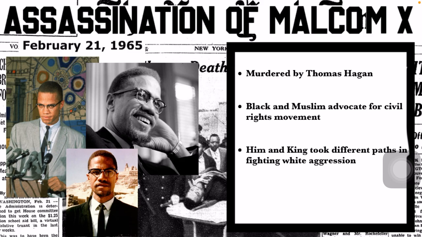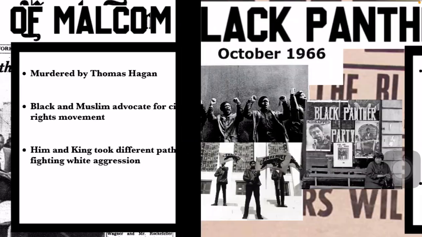The assassination of Malcolm X occurred on February 21st, 1965 by Thomas Hagan. Malcolm X held up the voice of the black Muslim individual in the civil rights movement. He pushed the thought of fighting against white aggression by any means, which differed from Dr. King. They both wanted freedom and justice, but believed it would be attained in two different ways.